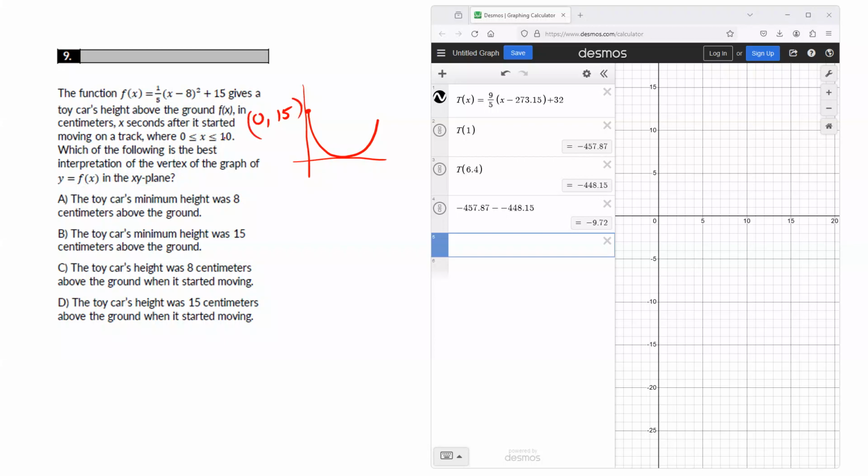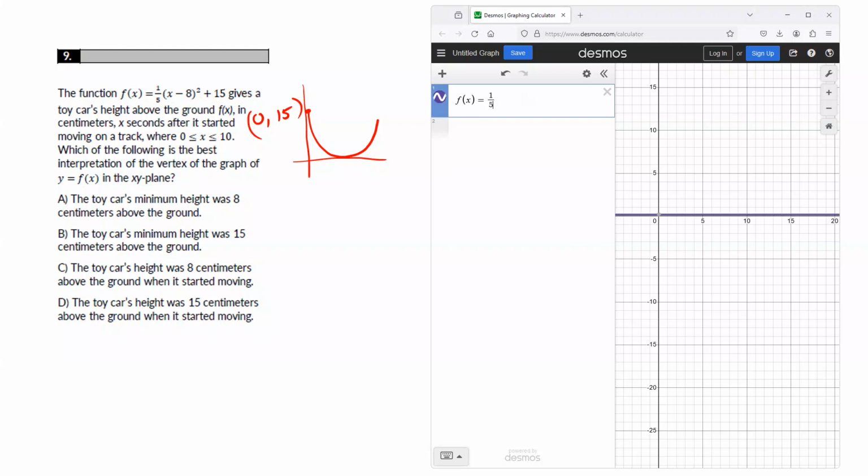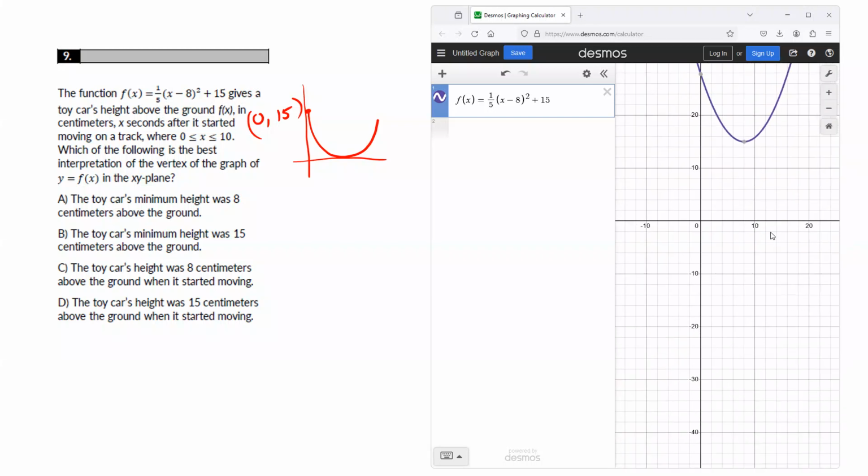All right, well, I can draw a picture on the screen, but I could also have Desmos draw it for me. That seems like it would make more sense. f of x equals 1/5 times x minus 8 squared plus 15. All right, there it is. I just have to zoom a little bit.